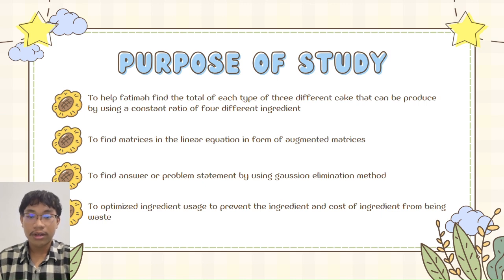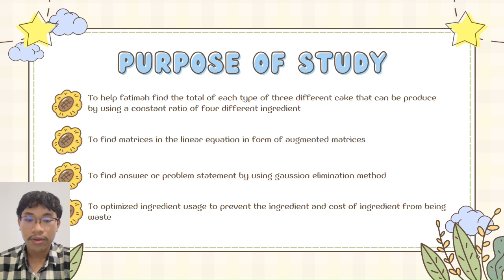Hi, my name is Muhammad Rizkan Siddiq, and today I want to talk about the purpose of study in this assignment. So, first, it is to help Fatima find the total of each of the 3 different types of cake that can be produced by using a constant ratio of 4 different ingredients.